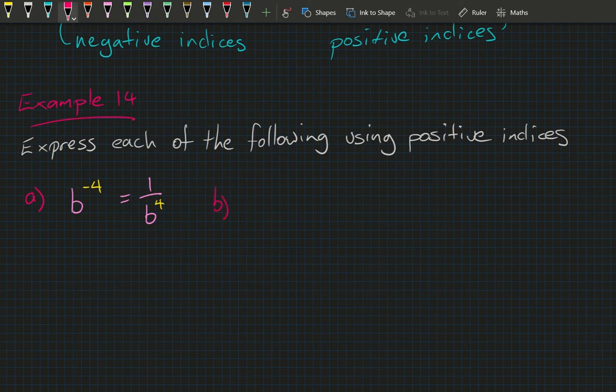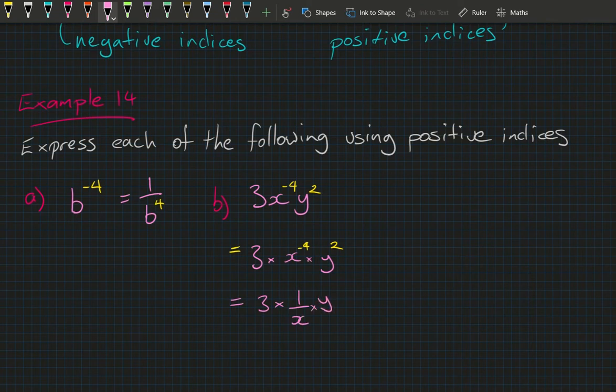Part B, the expression is 3 times x to the minus 4 times y squared. So as I said in my description of it, that's actually equal to 3 times x to the minus 4 times y squared. Obviously 3 does not have an index with it, y has a positive one, so it stays the same, but x has a negative one, so that becomes 1 over x to the 4. Now we can multiply these things and turn it into one expression. And now we have an expression with no negative indices.